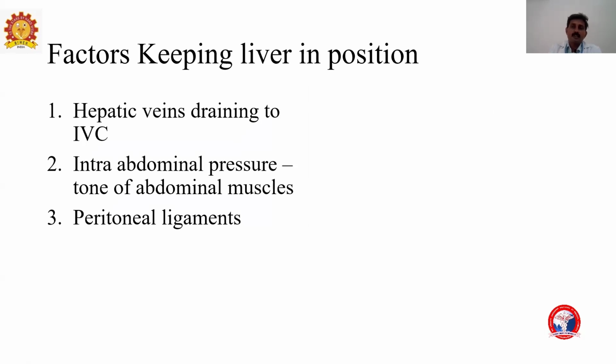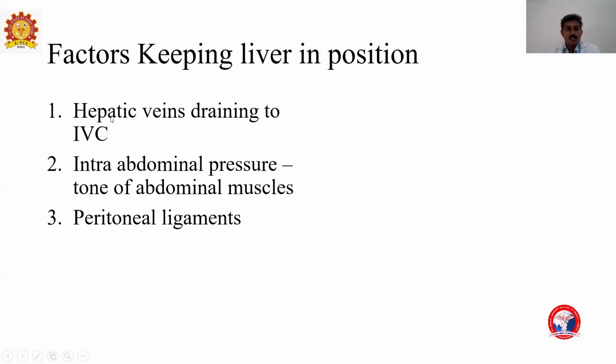Now, the final part. What are the factors that keep the liver in position? And why are we talking about this part? In the first slide, I told you the weight of the liver: 1.4 to 1.8 kg. You can imagine a 1.4 to 1.8 kg structure lying on the right side. Why is it not falling down? Because lower down we have the abdominal cavity. Is there a possibility of it falling down? No. What is keeping it?